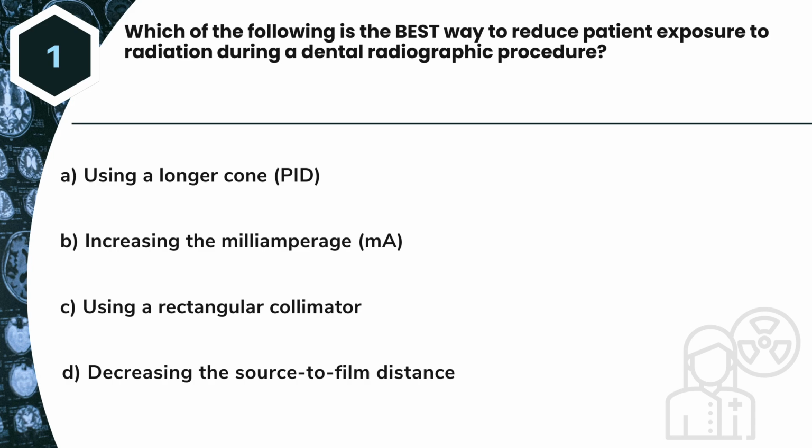Question 1. Which of the following is the best way to reduce patient exposure to radiation during a dental radiographic procedure? A. Using a longer cone, PID. B. Increasing the milliamperage, mA. C. Using a rectangular collimator. D. Decreasing the source-to-film distance.